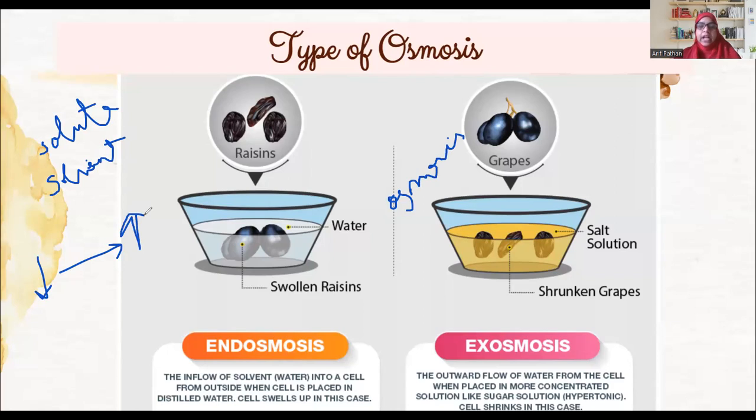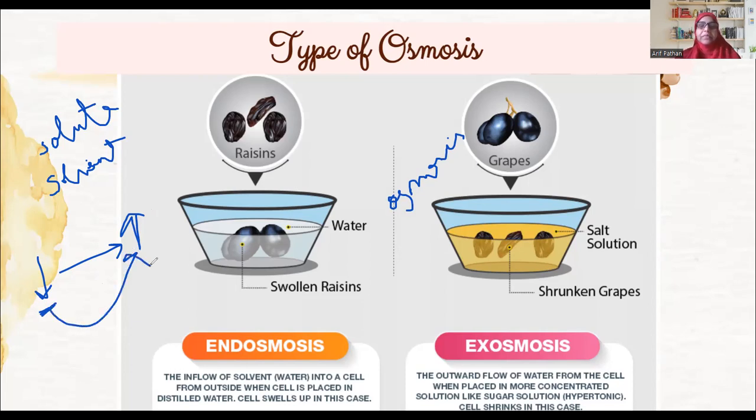This is exactly opposite to diffusion. In diffusion, what we saw was movement of ions, molecules, solute molecules, atoms from higher concentration to lower concentration. Whereas in osmosis, mostly the solvent, the water, will move from lower concentration to higher concentration.